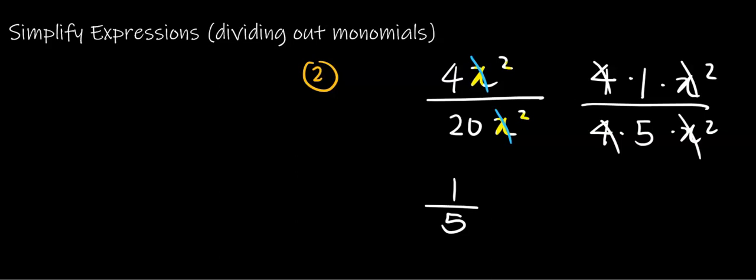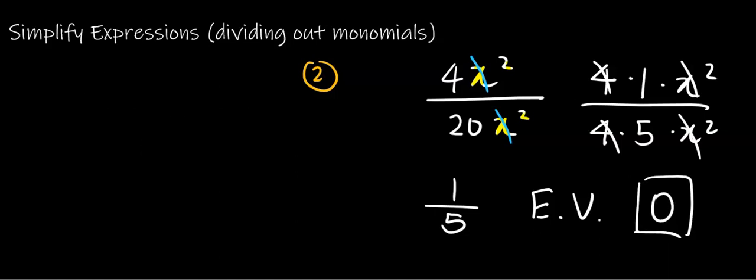However, we do need to consider the excluded value. What value of x will make the denominator become 0? That is 0. All right, let us continue.